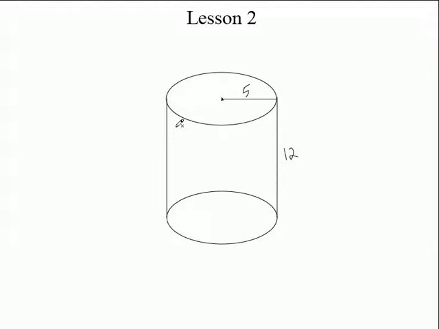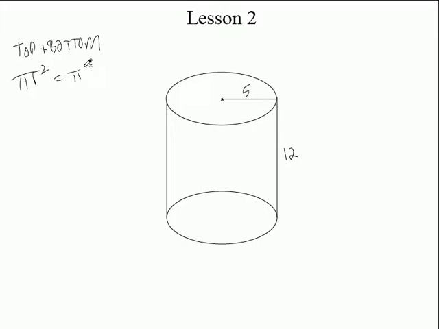All right, now we're going to find the total surface area of this cylinder. So first thing we do is we find the top and the bottom. Sometimes I like to write top and bottom. And what is the top and bottom? It's a circle. So what's the circle? It's pi r squared. So let's do that.